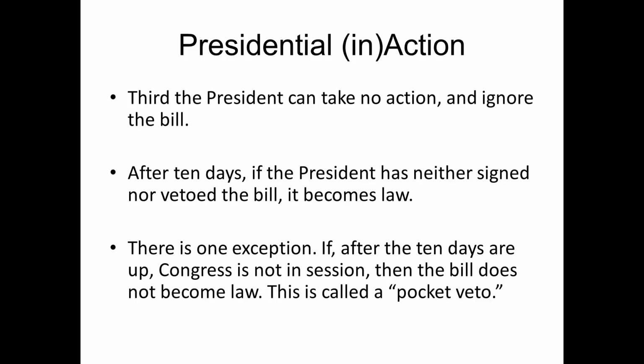The one exception to this is if after that 10 days Congress has adjourned and they're no longer in session, the bill doesn't become law, which in effect is the same as a presidential veto. And when this happens, it's called a pocket veto. So it has the same effect as a veto, but the president doesn't officially have to sign his name onto the veto. It just happens by default by virtue of Congress not being in session to receive the bill back after 10 days. Altogether, this is, again, a pretty rare occurrence, the pocket veto.